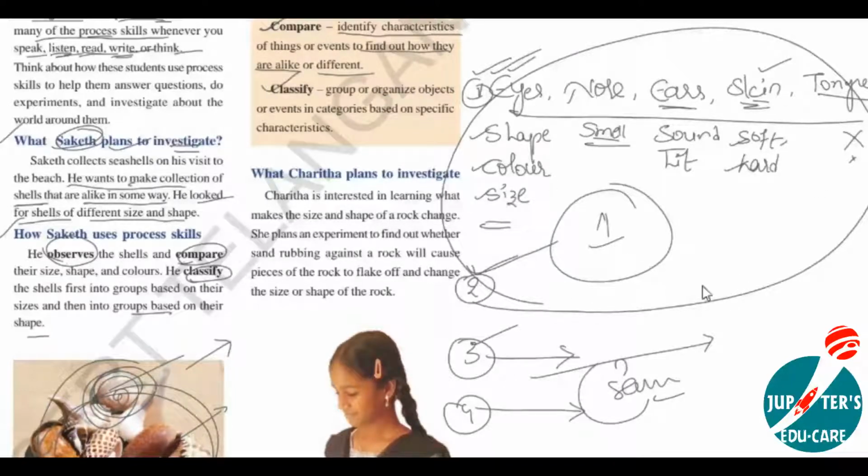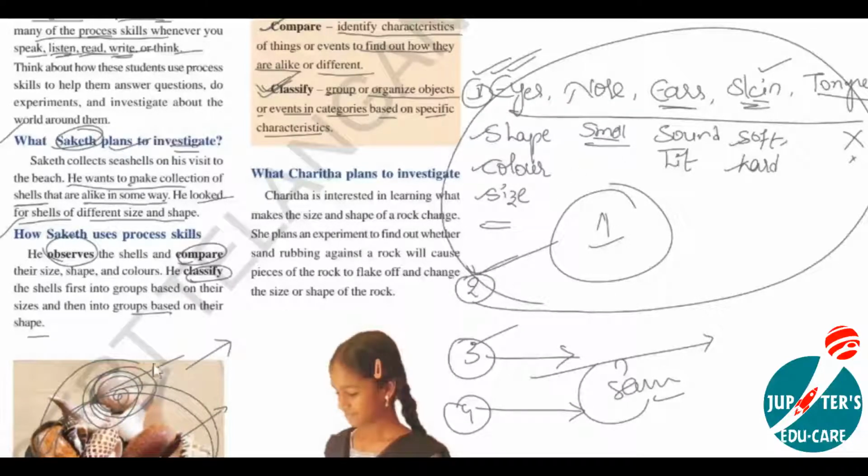If they are alike, they must be arranged in one group. If they are different, they will belong to another group. And the third one, classification. The third process is classification. Group or organize objects or events into categories based on specific characters. So after comparison, the shells which have the same characters are made into the same group, right?